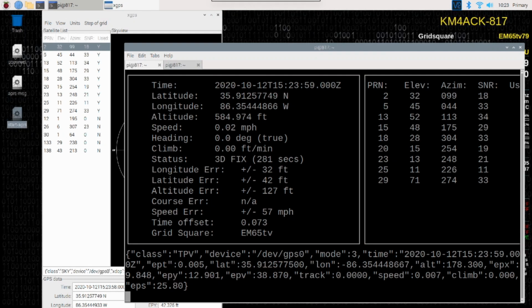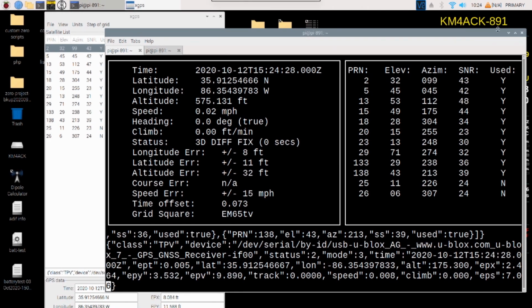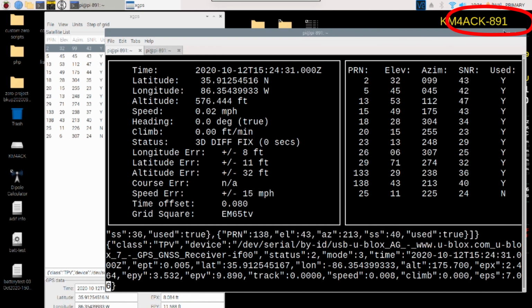Okay, so we've moved over to the Raspberry Pi, or actually a couple of Raspberry Pis, so that I could show you a comparison between these two GPS units. If you'll notice right up at the top of the screen, this one says 817, and the 817 has the GPS unit, the small little white unit that I've been using for a couple of years now, connected to it. Then, let me go ahead and move over to my 891. You can see that is indicated right up here in the top right-hand corner. The 891 has the new GPS connected to it.